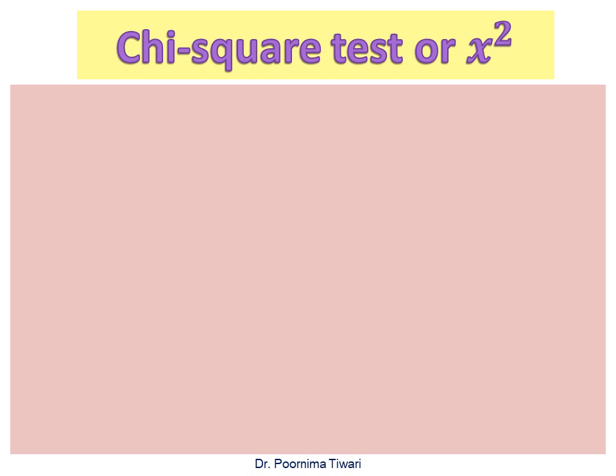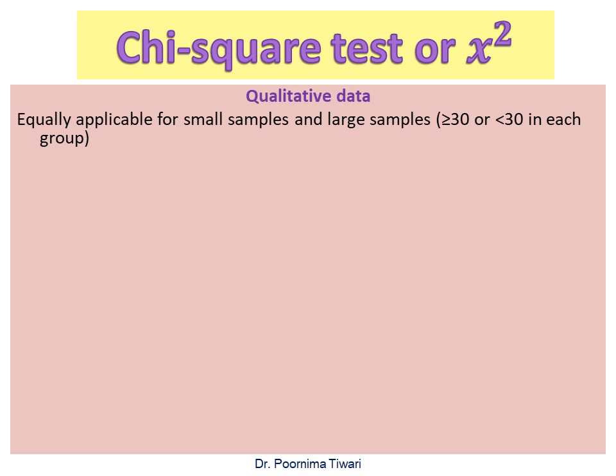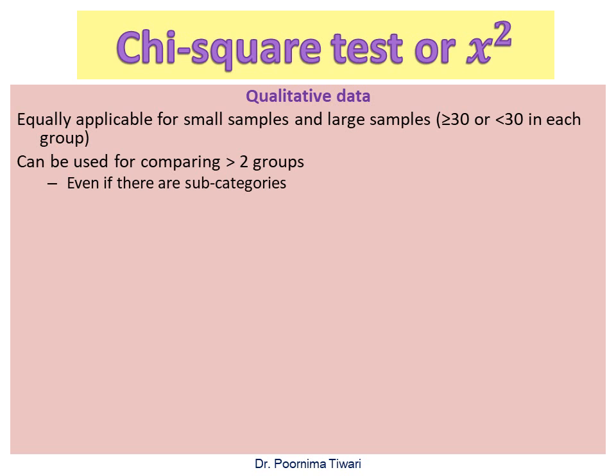Chi-square test is applicable for qualitative data. The test can be applied even for smaller samples as well as large samples. The test can also be used if there are more than two groups to be compared. So why not use this test only? The steps of this test are much more complicated than the steps in the previous test.